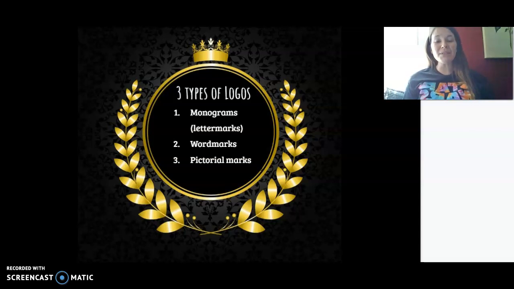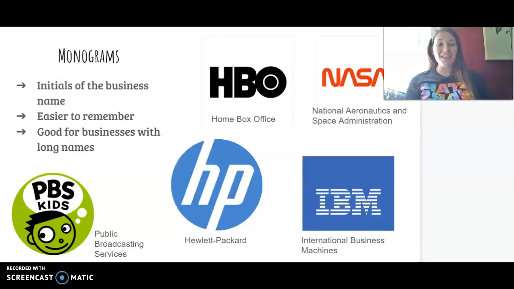There are 3 main types of logos we are going to work on and learn about, which are monograms, word marks, and pictorial marks. The very first one is monograms. Monograms use the initials of companies or businesses, and they're pretty easy to remember this way, like NASA or HBO or HP or PBS Kids.